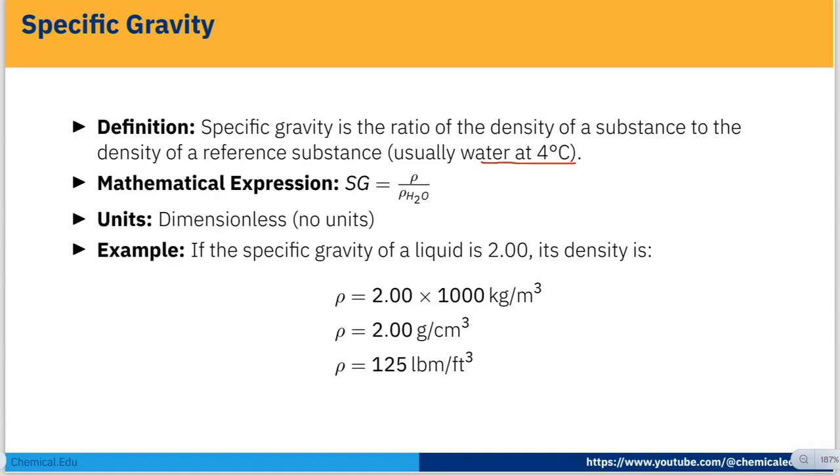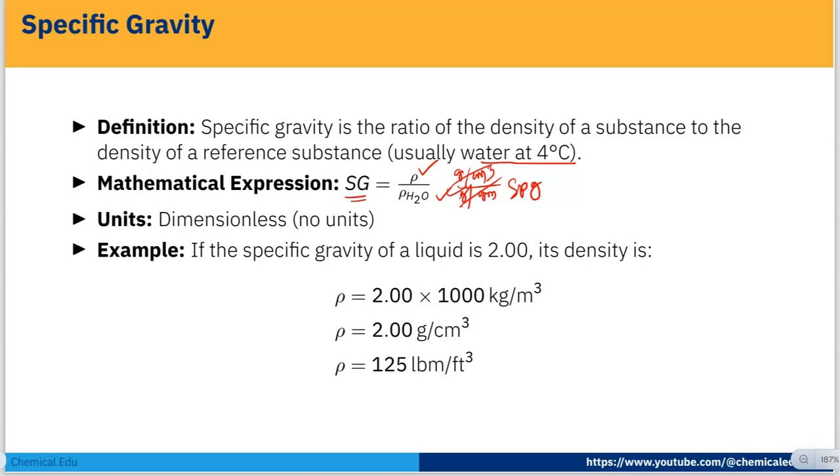So the expression is Sg or SPG, which is nothing but rho of that particular substance divided by density of water. Both have the unit gram per centimeter cube, so that will be cancelled on both sides. That's why the unit of specific gravity, Sg, is dimensionless, no unit.